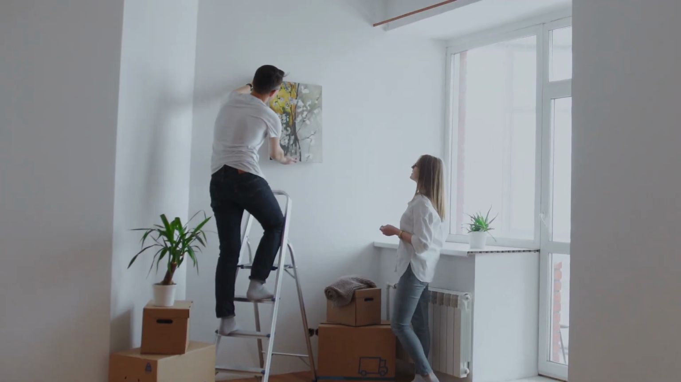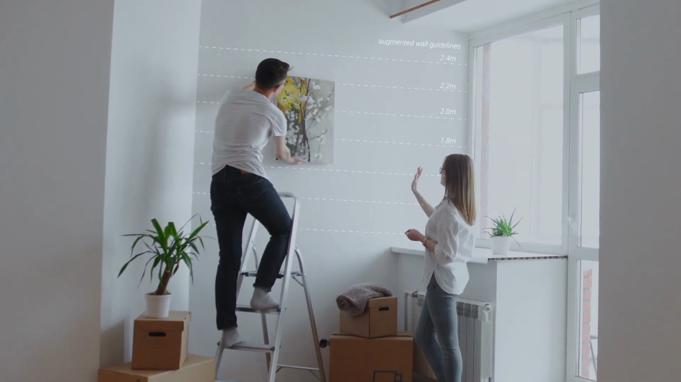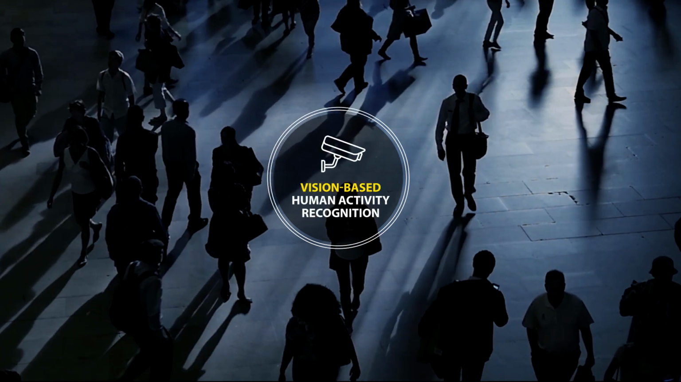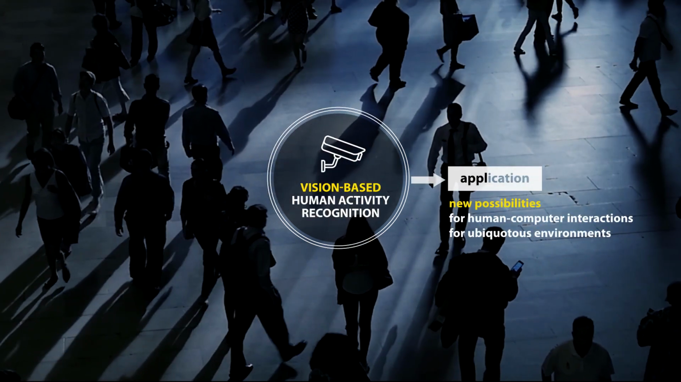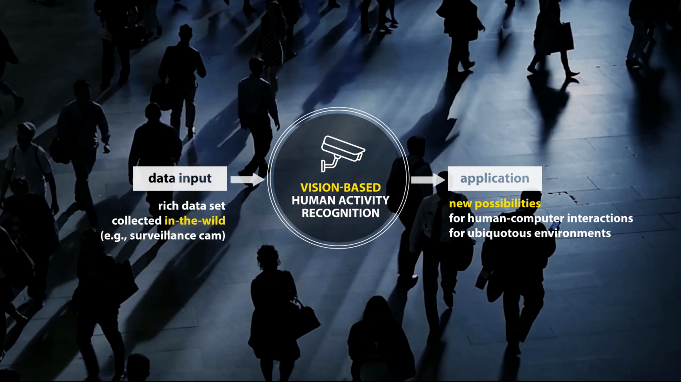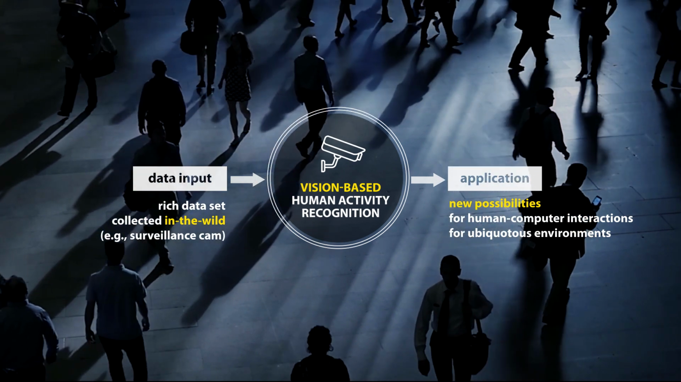Activity recognition is fundamental for context-aware computing in ubiquitous environments. Compared to wearable sensors, using computer vision for activity recognition enlarges the possibilities for human-computer interactions and enables us to collect natural human activities in the wild, such as with security cameras.